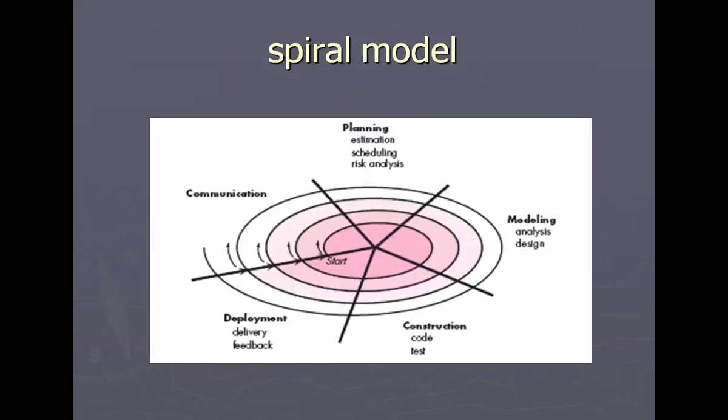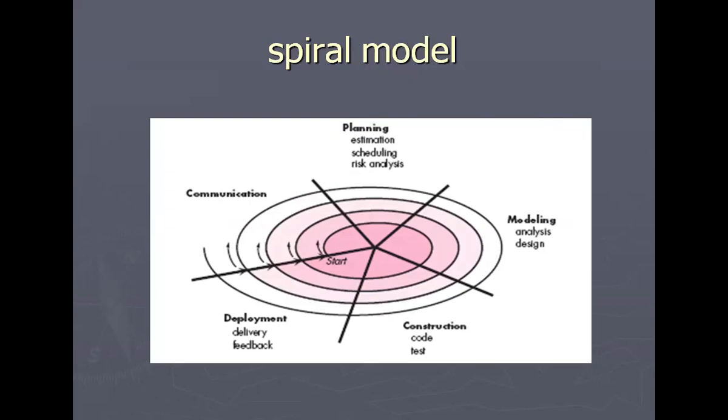The spiral model also has different phases: planning, modeling, communication, and deployment. This is one of the process models which comes under the evolutionary process models. This is all about the evolutionary process model. Prototyping we already learned, and this is the spiral model.